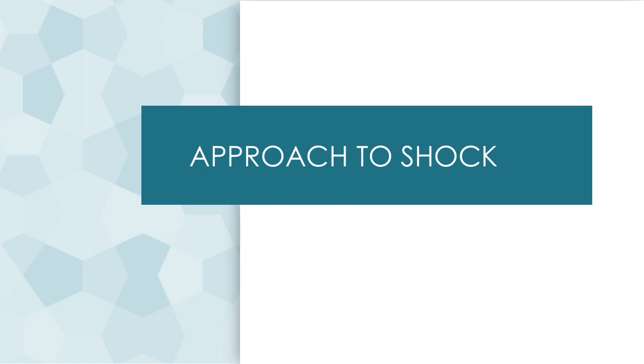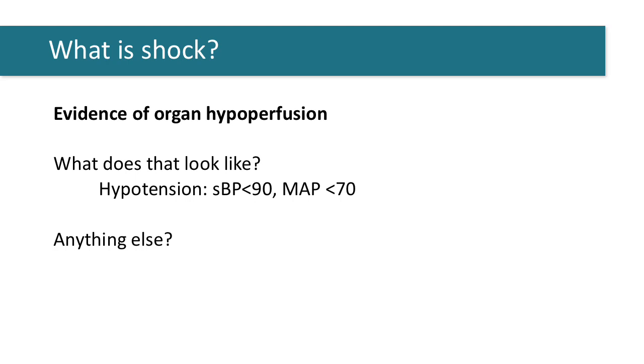Let's do an overview on approach to shock. So what exactly is shock? In simplistic terms, shock is defined as an evidence of organ hypoperfusion. Most of the time, this will look like hypotension with a systolic blood pressure of less than 90 millimeters of mercury or a mean arterial pressure of less than 70 millimeters of mercury.